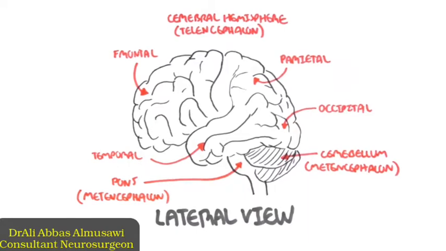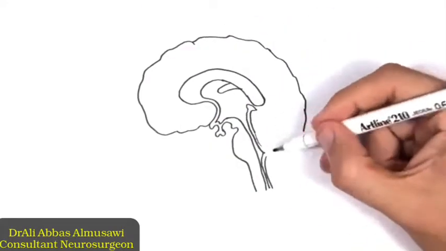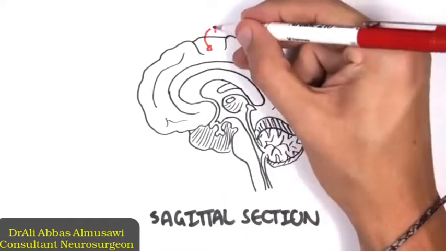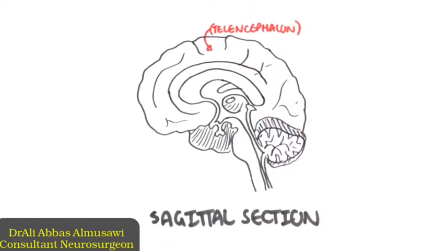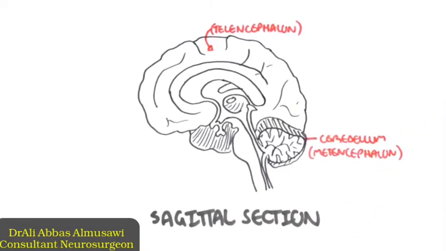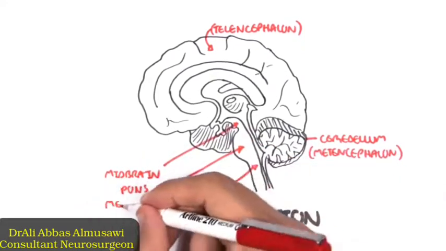Now let us take a sagittal section of the brain and see what anatomical structures are important to note. So remember, this was the telencephalon, which was your cerebral cortexes. Then you have the cerebellum, which is your metencephalon, together with your pons, remember? The brainstem is made up of three sections. From the top to the bottom is the midbrain, the pons, and the medulla oblongata.